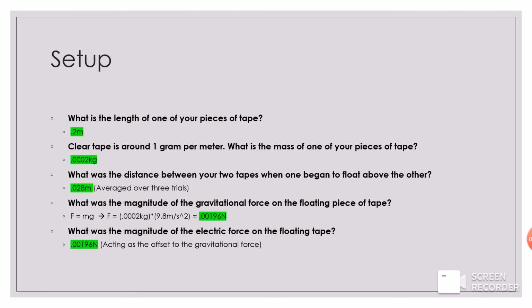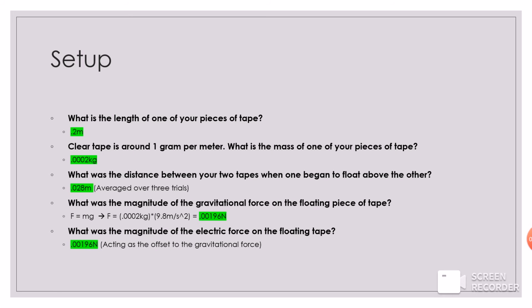Alright, for the experiment, we have some base parameters and measurements. For instance, the length of our tape ended up being 0.2 meters. The mass of the piece of tape ended up being 0.0002 kilograms. When the two pieces of charged tape were introduced to each other and repulsion was observed, the repulsion distance ended up being about 2.8 centimeters.